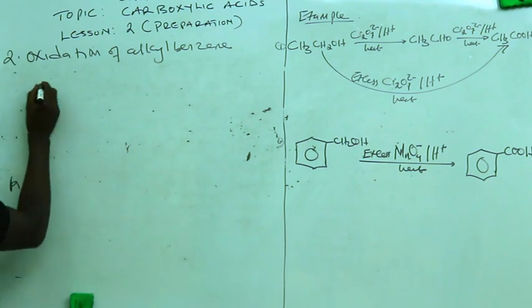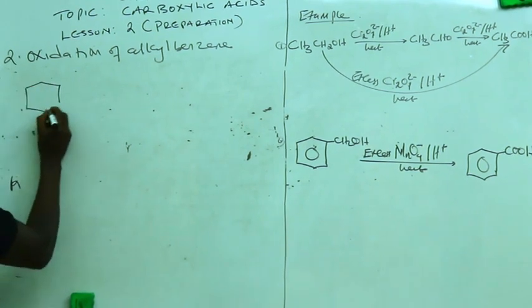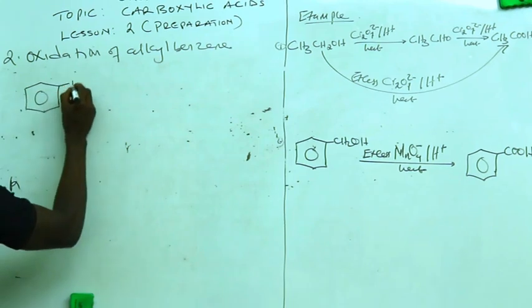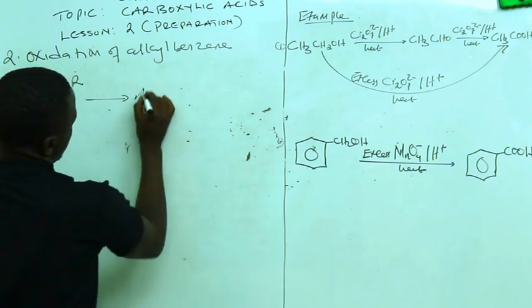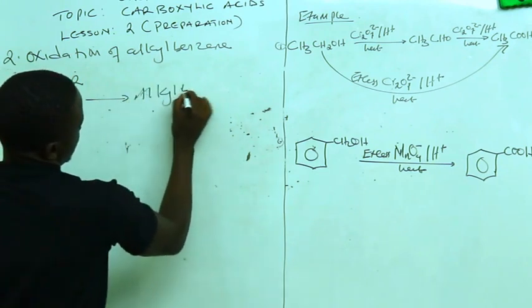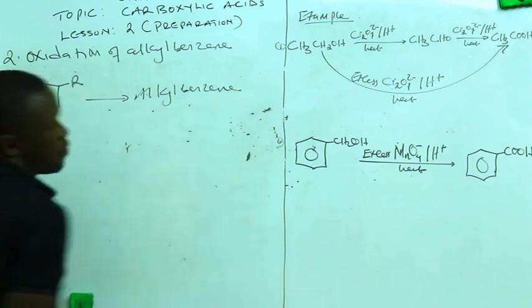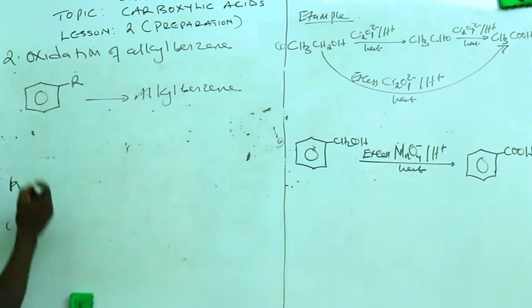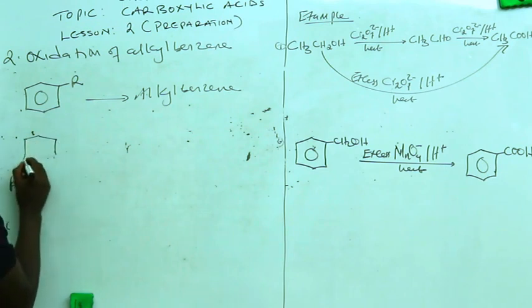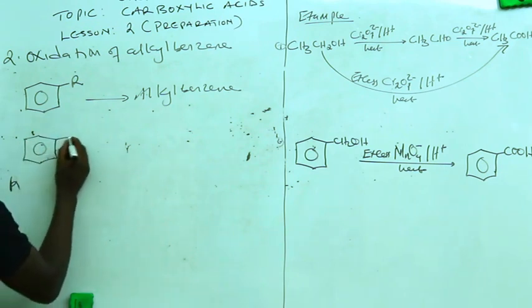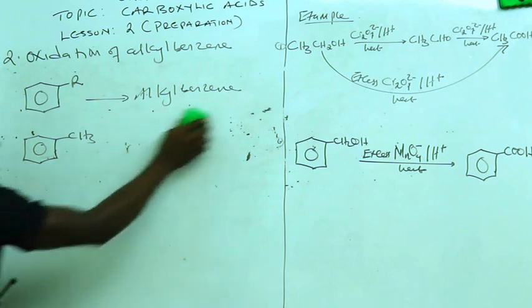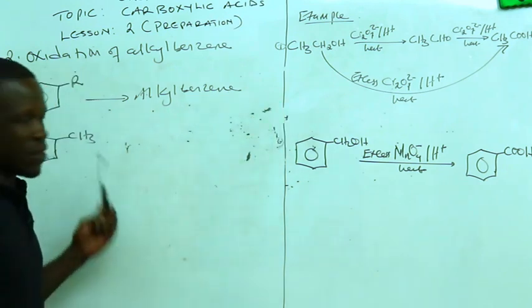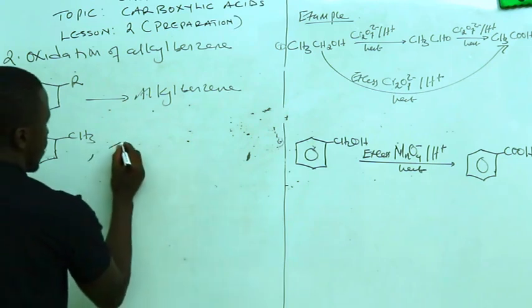If you had a benzene ring and there is an alkyl group on it, this is the general structure of alkyl benzene. So what are the key examples of alkyl benzene? The alkyl group may be as short as just one carbon atom, and that is called methylbenzene. So one of the examples of alkyl benzene is methylbenzene. We could have more than two.